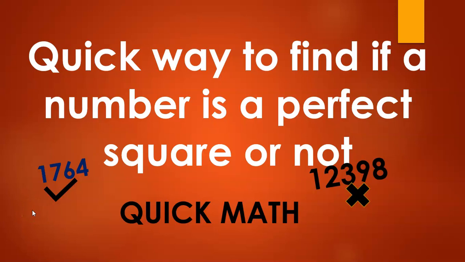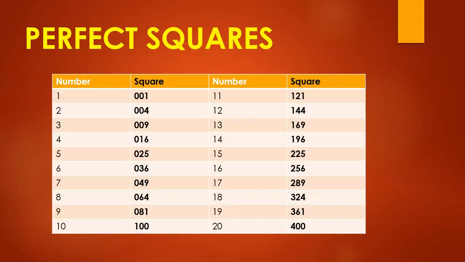In this quick math video, we will look at ways to find if a number is a perfect square or not based on properties of perfect squares. Now, what is a perfect square? We know that it is nothing but the square of any whole number. And so a number multiplied by itself is its square and becomes its perfect square.